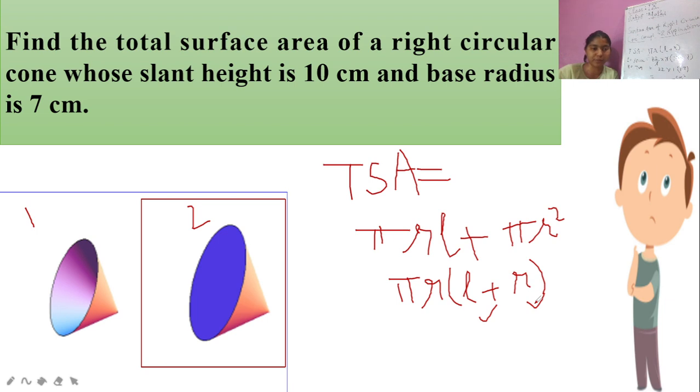Okay, so let me write it down. Those who have done it, please cross check it. Do we get the same answer or not? Yes, students, do you get this answer? You can check your answer. Okay, so that way we can calculate the total surface area and the curved surface area of any figure. Okay, that is for the right circular cone.